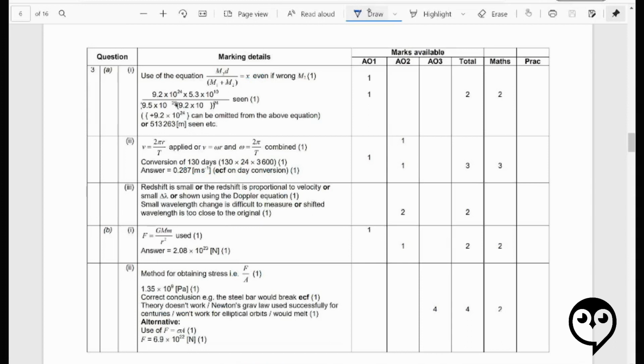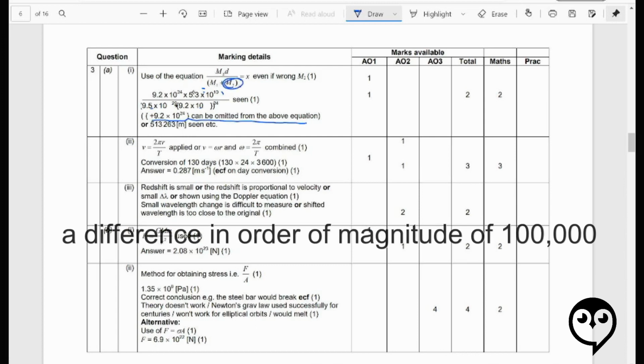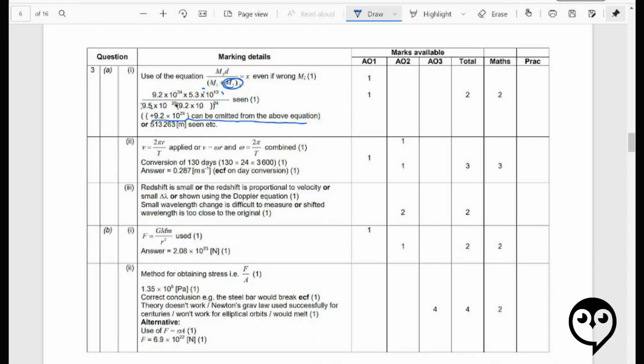So for the first question here, you plug in all the bits, you plug in the masses, you plug in that distance they give you between them, and they say here that plus 0.92 can be omitted from the above equation. What they're saying is that this mass is so small it won't really matter. This is 10 to the 29, this is 10 to the 24. They're saying it won't matter, at least in the bottom bit. But it's 513,263, okay? And your velocity here ends up being 0.287 meters per second.